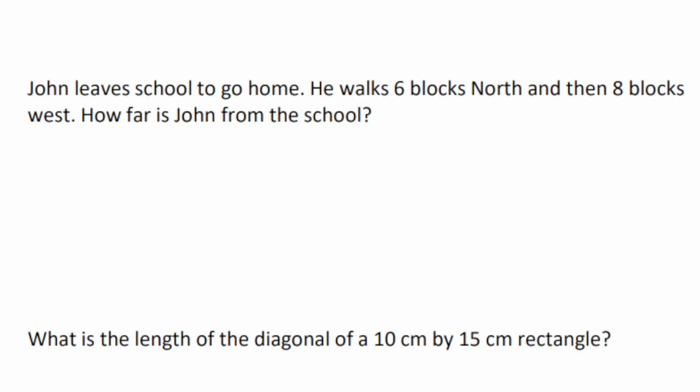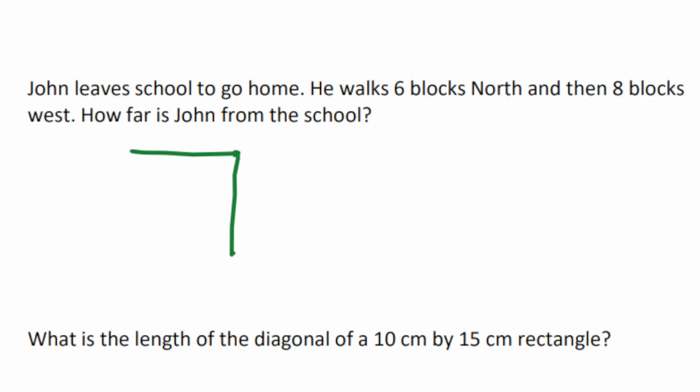The question says, John leaves the school to go home. He walks 6 blocks north and then 8 blocks west. How far is John from school? For these types of questions, you need to draw first. So going north is this way, and then going west. Alright, let me just draw again. Going north is this way. Going west is that way.